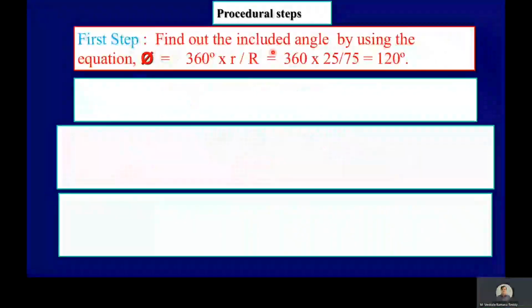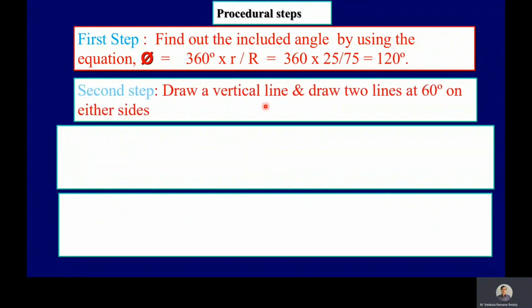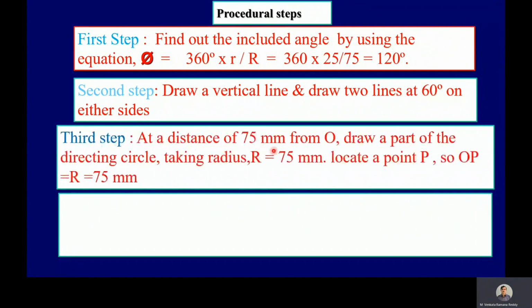As a first step, we have to find the included angle by using the equation theta equal to 360 degrees into small r by capital R, which is equal to 120 degrees. Second step, draw a vertical line and draw two lines at 60 degrees on either side. Third step, at a distance 75 mm from O, draw a part of the directing circle taking radius R equal to 75 mm, and locate a point P.